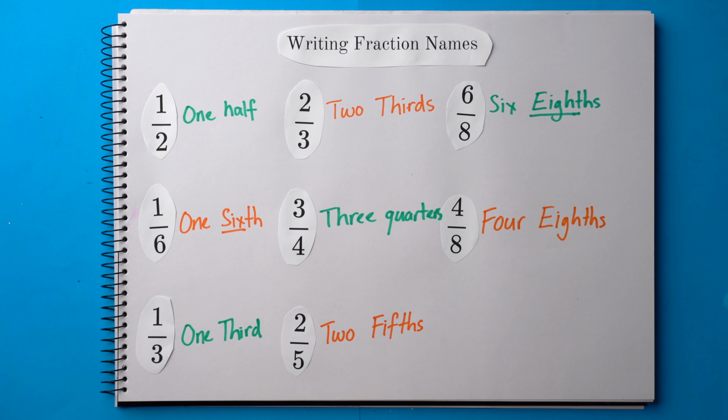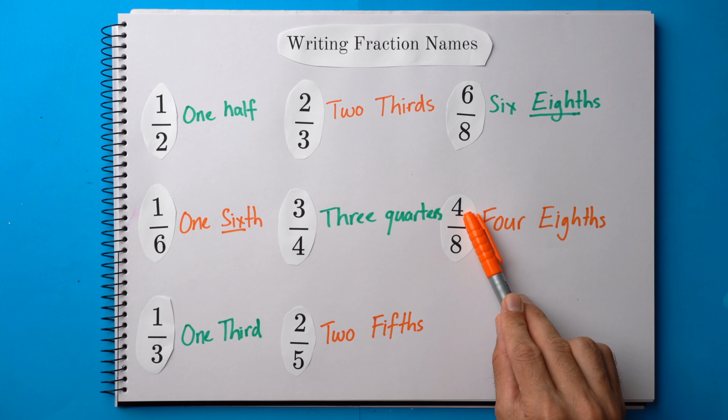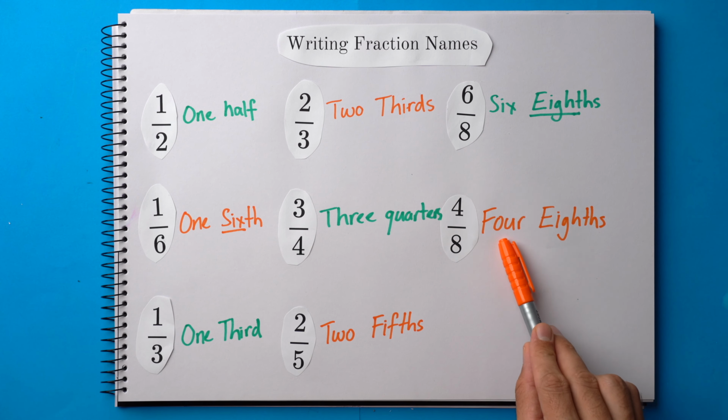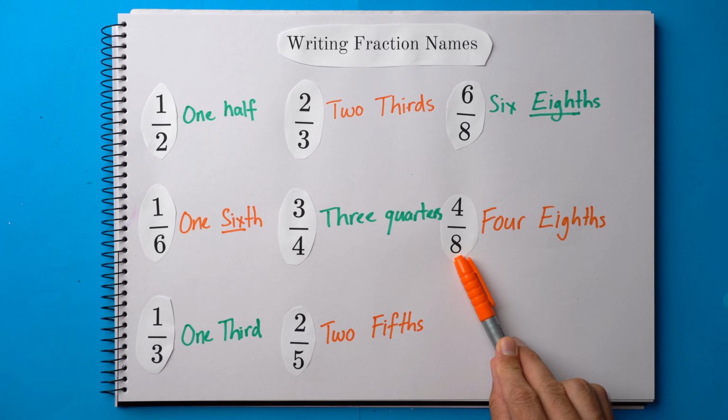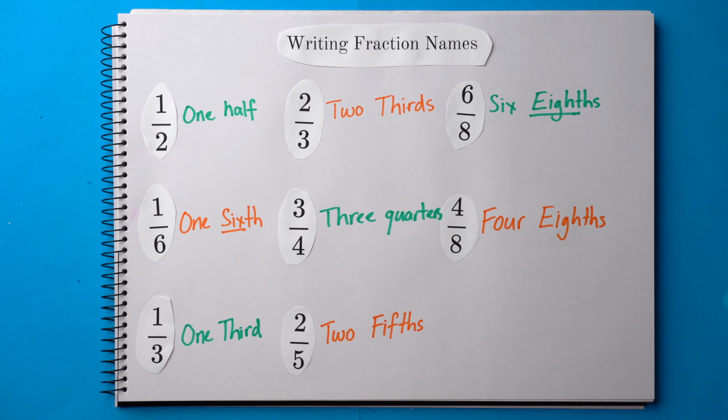So just remember, whenever you want to name and write fraction names, the number on the top tells us how many pieces we have. So we start with that. Let's say 4. And the bottom number tells us how big the pieces are. So that's eighths. 4, it's quarters. 3, it's thirds. And 2, it's halves.